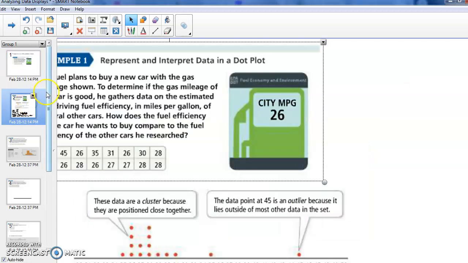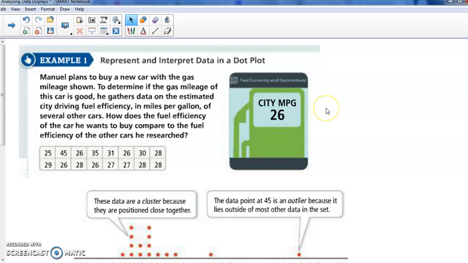If we look here, it says that Miguel plans to buy a new car with the gas mileage shown. To determine if the gas mileage of the car is good, he gathers data on the estimated city driving fuel efficiency in miles per gallon of several other cars. How does the fuel efficiency of the car he wants to buy compare to the fuel efficiency of the other cars he researched? So you have some information here.